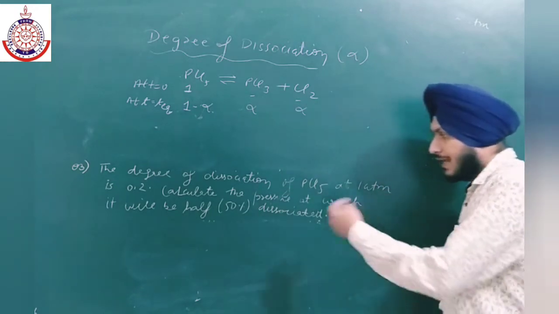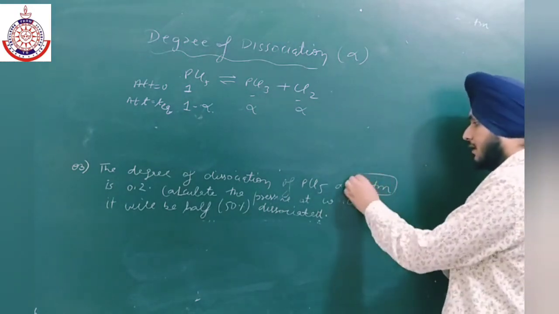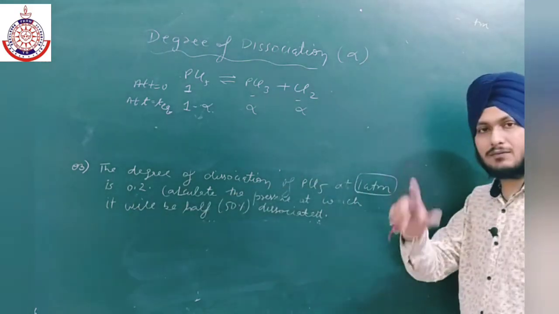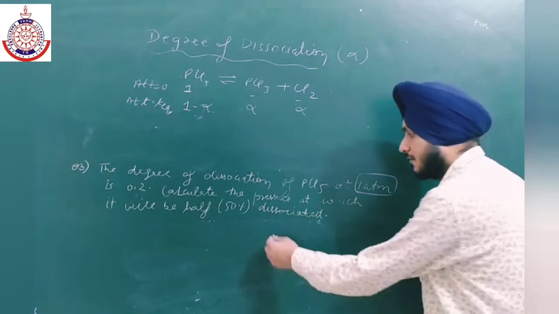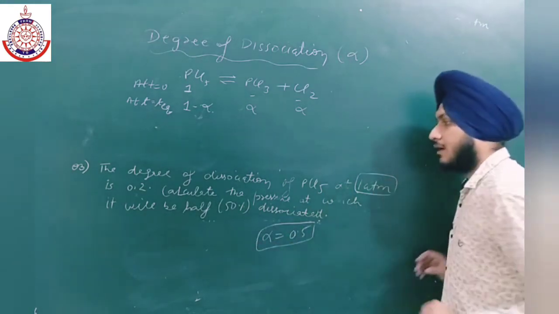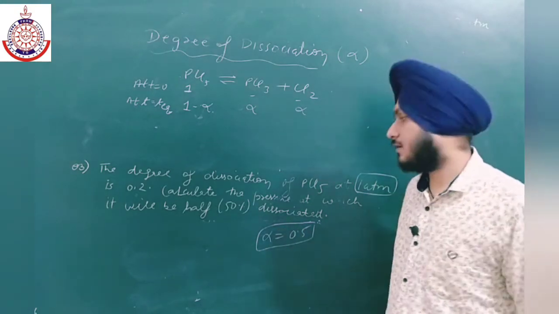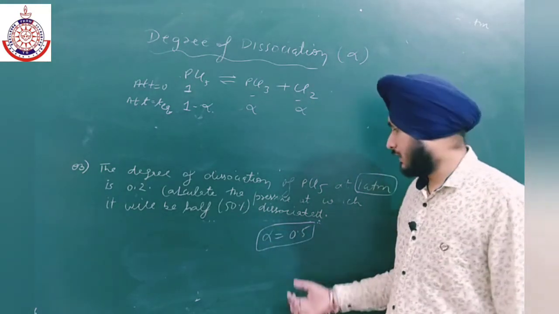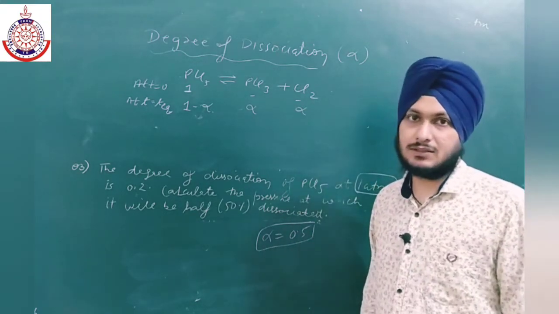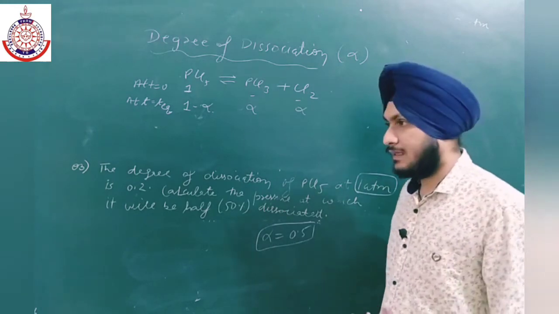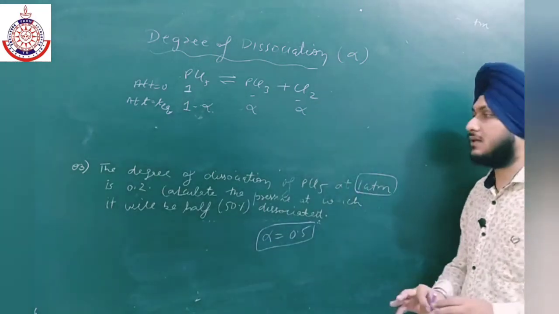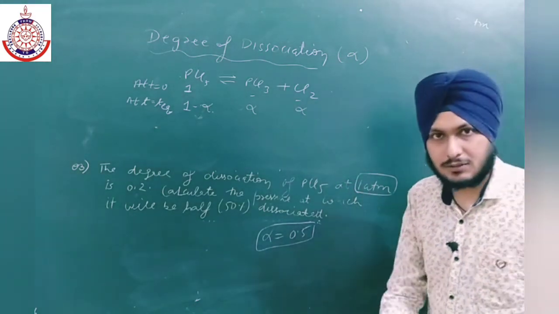Now firstly we have to calculate the pressure at which it will be half dissociated. So we have to calculate the total pressure. When alpha is 0.5, the total pressure is 1 atm, and we have to calculate the total pressure when alpha is 50%. 50% means 0.5. This is the degree of dissociation, or you can say the percentage of dissociation. We multiply the degree of dissociation with 100 to calculate the dissociation percentage.